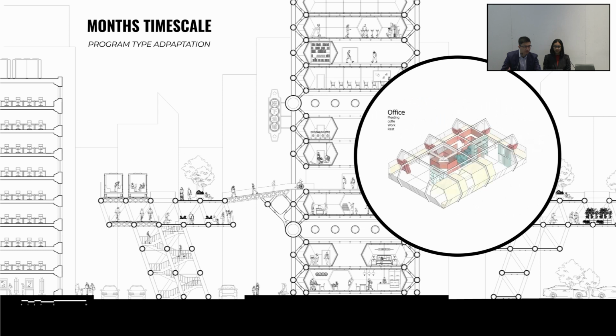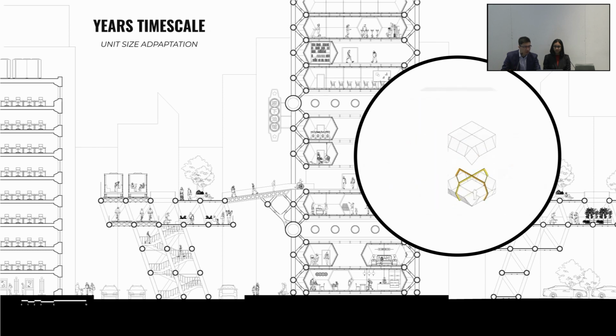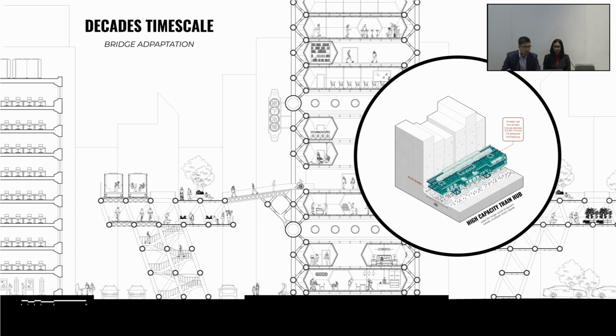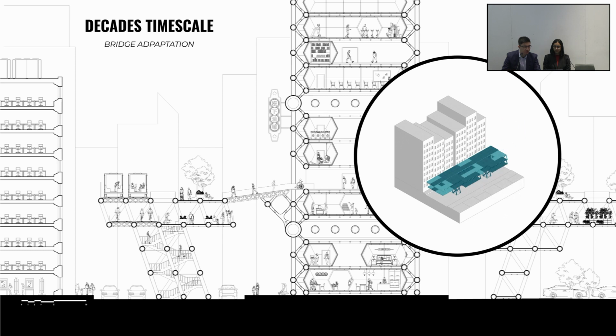So on this timescale of months, you can see how the material fabrication allows the spaces to adapt internally. On the timescale of years, you can see how the spatial organization enables spaces to expand and shrink as a family unit grows over time. And on the timescale of decades, you can see how the pedestrian pathways and multimodal corridors respond to large-scale urban shifts through the modularity of the structural system.